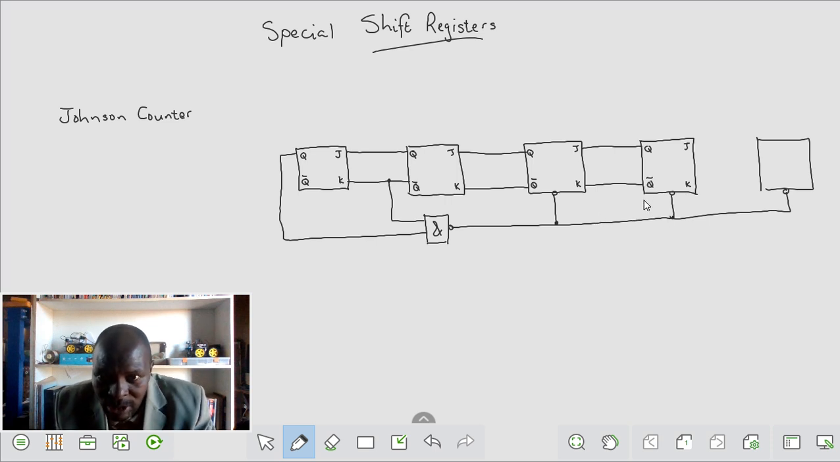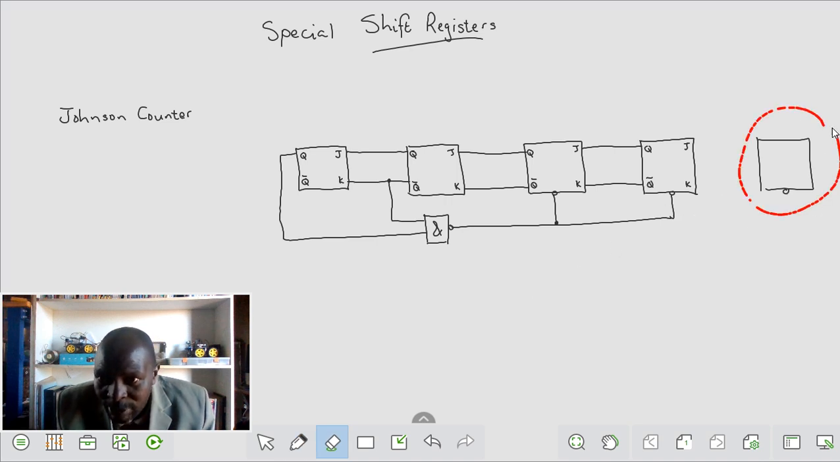All right. So that is basically what you need to know about it. It can be any number of bits. You can be requested for any number of bits.